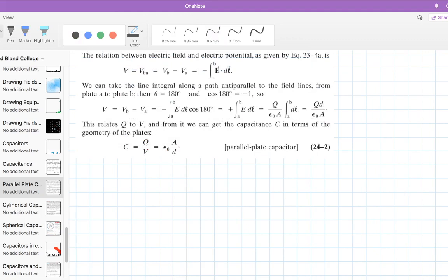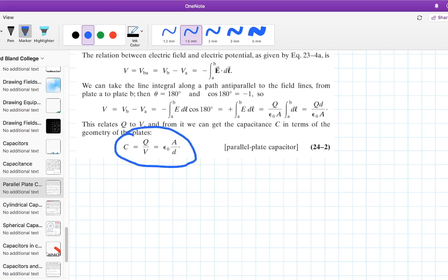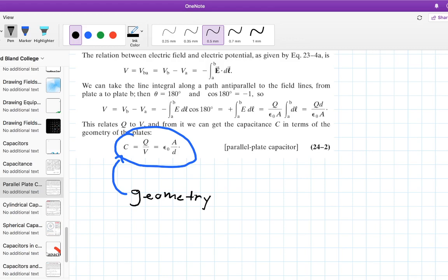So what we see from this, and the important thing to get from this, is I don't really care if you memorize this equation for the capacitance of a parallel plate capacitor or not. But the important thing is that the capacitance of a capacitor depends only on its geometry. It depends only on the physical shape of the capacitor, and it depends on the dielectric constant, this epsilon zero, the permittivity of free space.